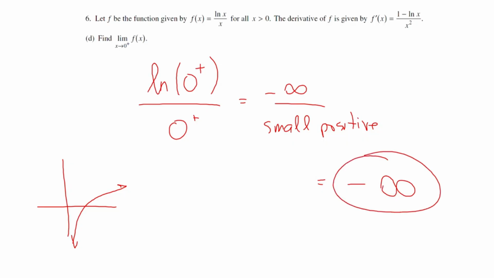Or, of course, since it equals an infinite value, we can also say this does not exist. So either negative infinity or does not exist would be an acceptable answer to get the 1 point there for part D. And that is the end of this function FRQ, which was question number 6 from the 2008 AP Calculus AB exam.